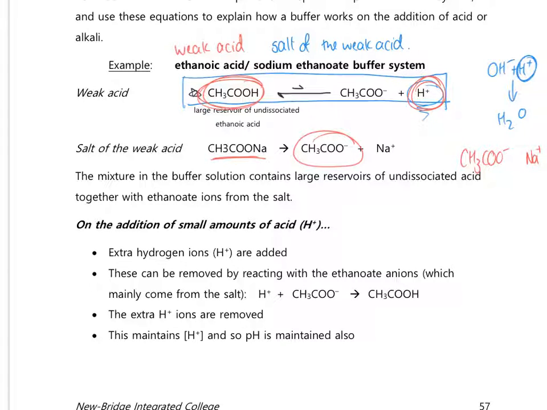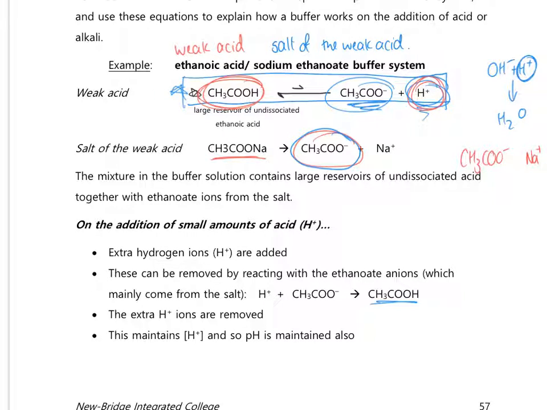The thing that's going to remove that is your ethanoate ions, which yes is essentially the equilibrium shifting to the left hand side. You've got your ethanoate ions reacting with the extra H+ ions to shift to the left hand side. But in reality, because ethanoic acid only partially dissociates, most of the ethanoate ions actually come from the salt of your weak acid. Either way, they react with the H+ ions to produce some more undissociated ethanoic acid. So essentially the H plus ions are removed, and that maintains your pH.